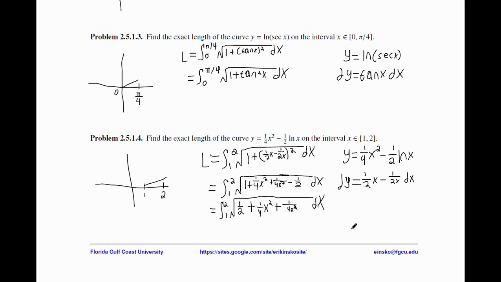That's all there is to these problems. They're relatively simple and easy to set up.